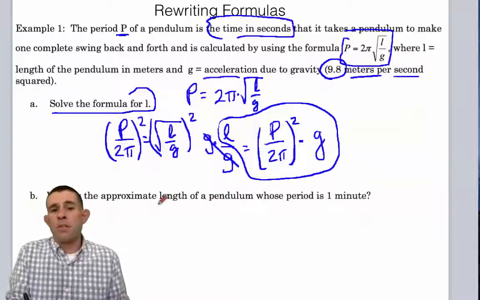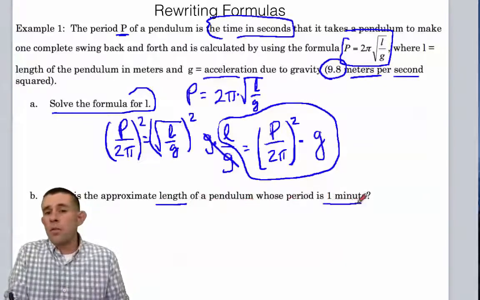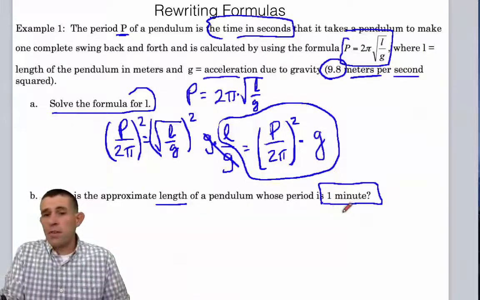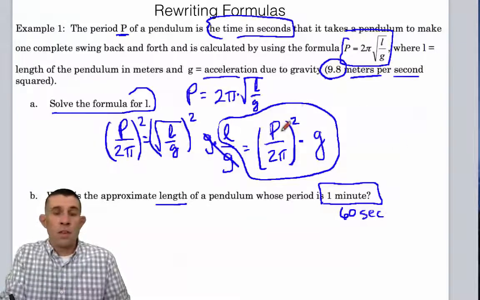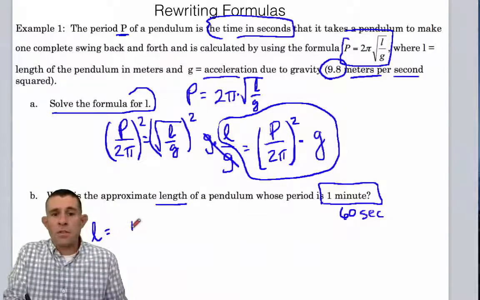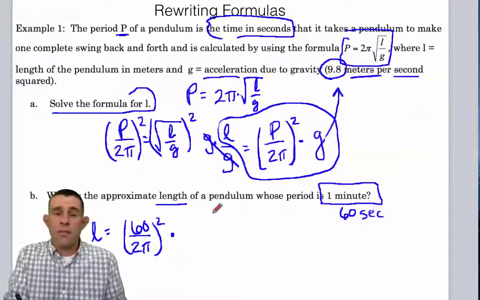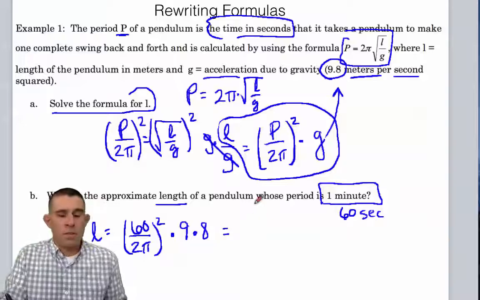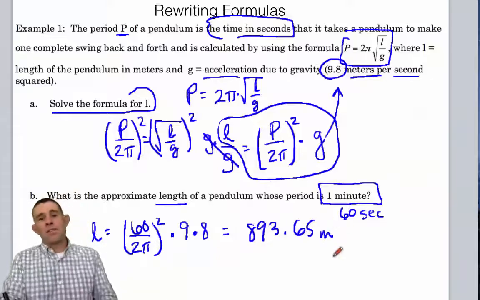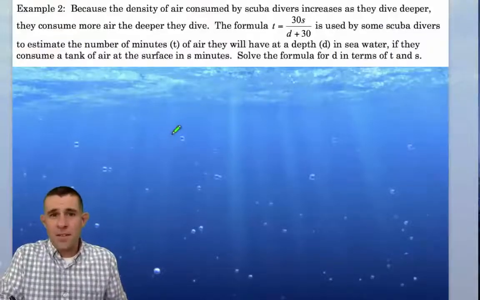All right, in part B, I want to find the approximate length of a pendulum whose period is 1 minute. Now, remember, this formula here is given in terms of seconds, so I have to convert 1 minute to 60 seconds. And I'm going to place that in here as the value of my variable for P. So I get L is equal to 60 over 2 pi quantity squared times g, and remember my g value is 9.8. I should end up with 893.65 meters.